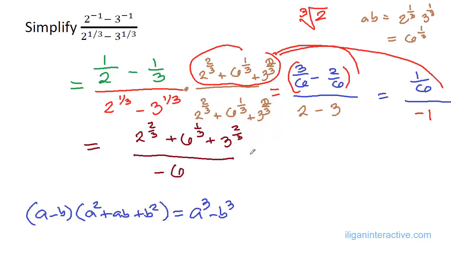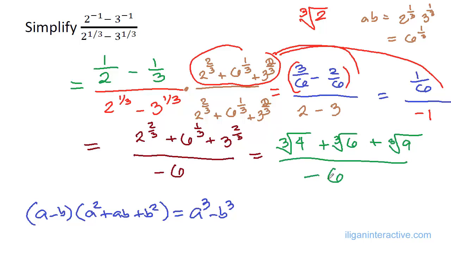If I put the -6 at the bottom, or if I want to express in terms of radicals, this will become cube root of 2 squared, which is just 4, plus cube root of 6 plus cube root of 3 squared, which is just 9, all over -6. Or I can just put the -6 here if I want to. I think I'll just put the -6 here, and it's better to put this in parentheses so that at least I'll not be confused that the negative is for the whole fraction, not just for the cube root of 9.